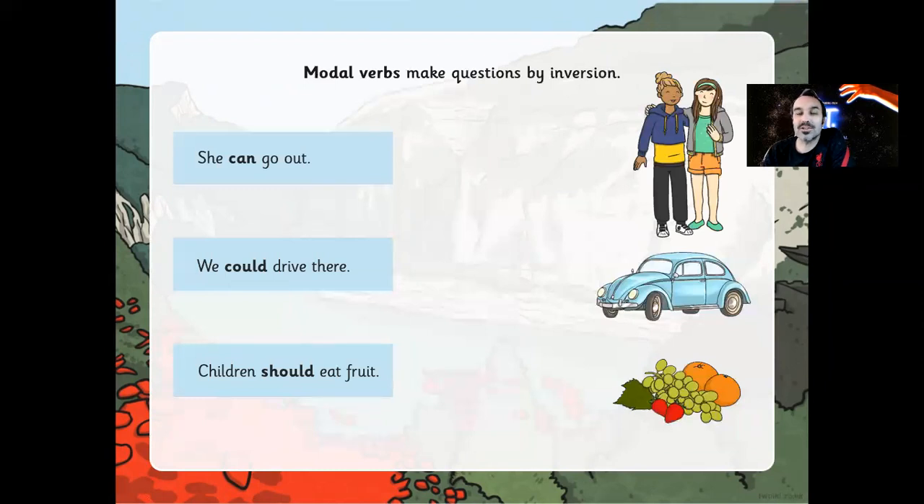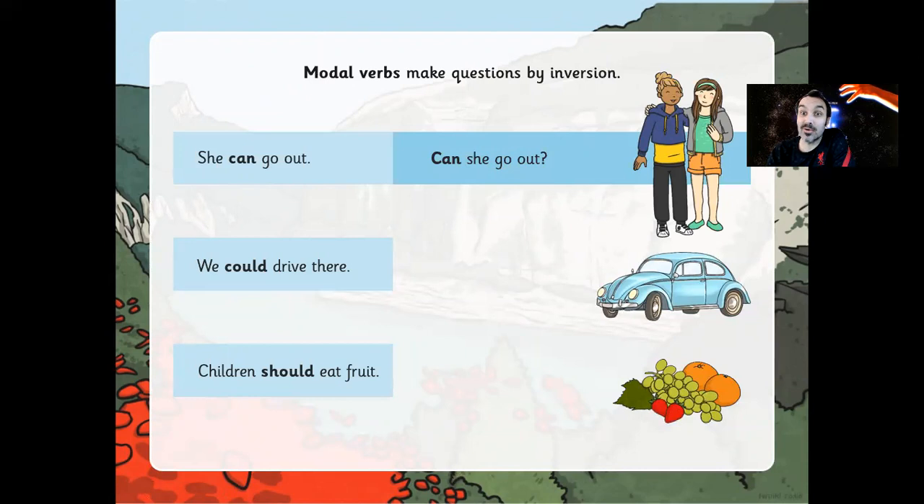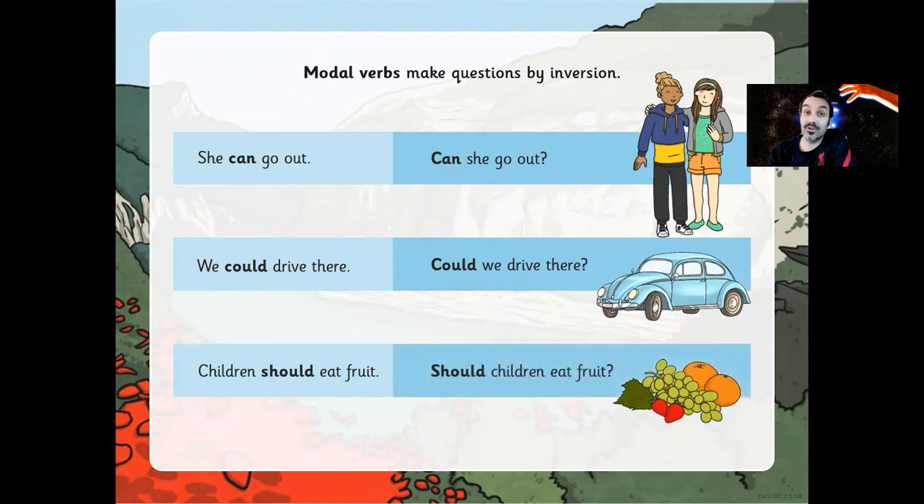Modal verbs make questions by inversion, so changing the meaning, often making it an opposite in meaning. So, she can go out. Can she go out? So from saying she can actually go out to questioning, can she go out? We could drive there. Could we drive there? Children should eat fruit. Should children eat fruit? So changing it to a question. So, should children eat fruit?